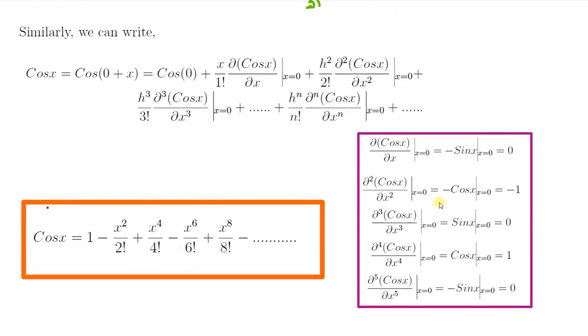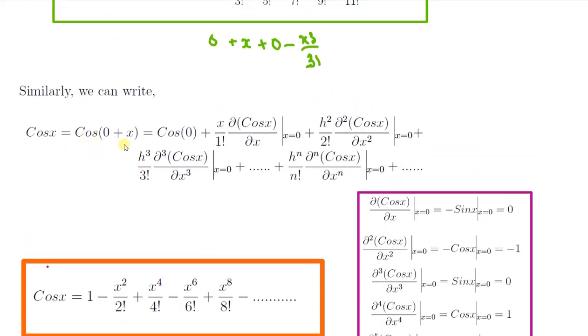Similarly, you can write cos x is equal to cos 0 plus x by 1 factorial into ∂/∂x of cos x at x is equal to 0, plus x squared by 2 factorial into ∂²/∂x² of cos x at x is equal to 0, plus etc. Plus x cube by 3 factorial into ∂³/∂x³ of cos x, plus etc., plus x raised to n. Because here in the place of h, x is coming. So we have to replace h by x.